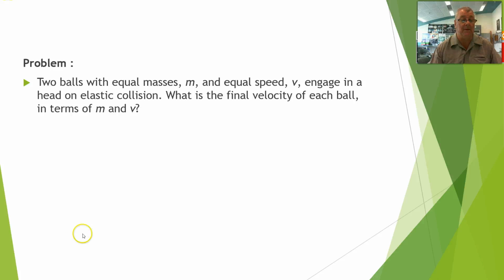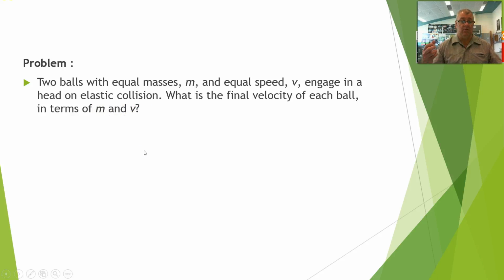Okay, so let's just quickly go through a couple of examples of these sorts of things that we need to think about. Here's a problem. We have two balls of equal masses m and equal speed v engage in a head-on collision, so effectively one has the opposite but equal velocity. That's why it says equal speed. What is the final velocity of each ball in terms of m and v?